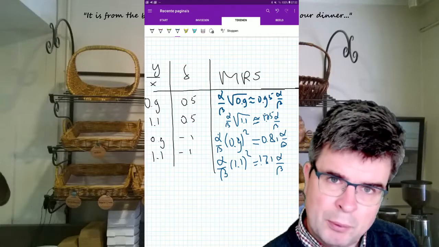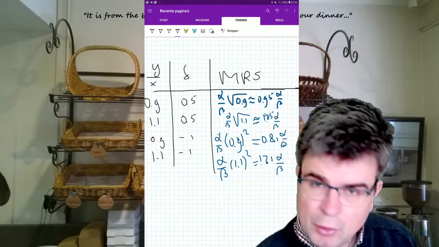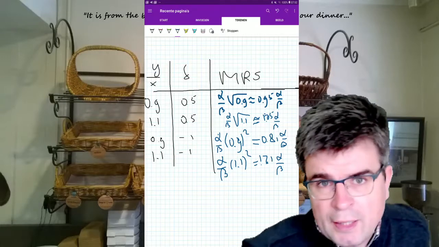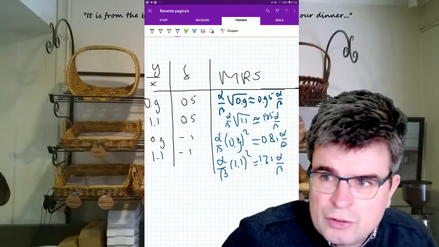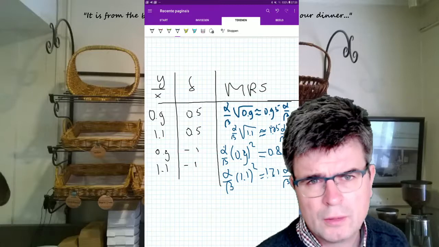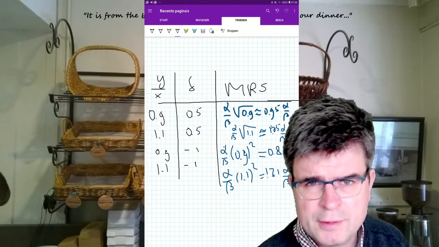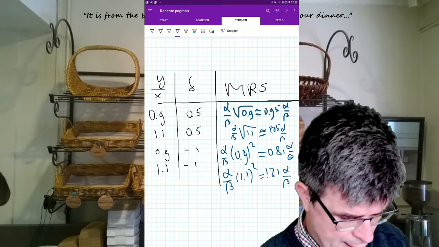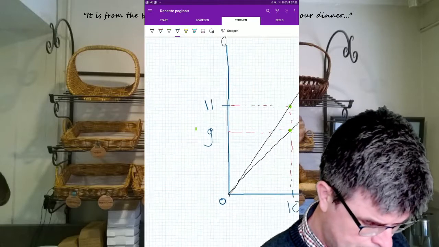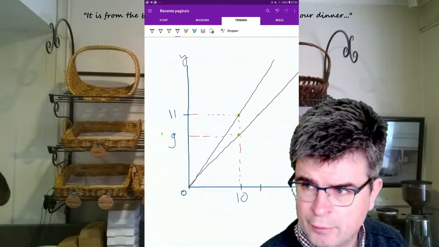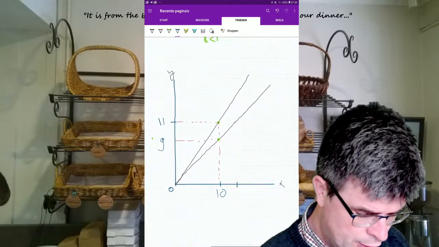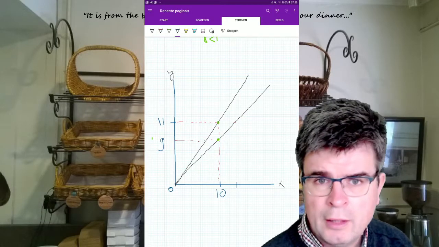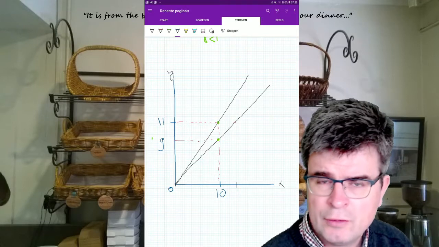And now it's important to remember again that the marginal rate of substitution is identical to the negative of the slope of the indifference curve. So let's map this in a figure. And I already did some preparation here. So here you see the x and the y-axis.